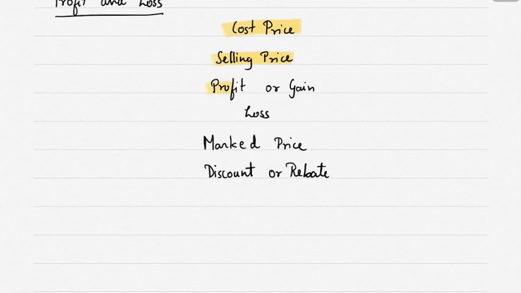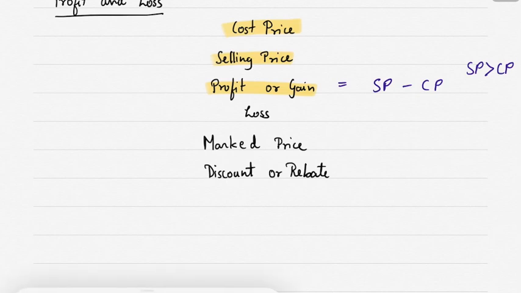What is profit or gains? If selling price is more than cost price, then you earn money, right? So that is a profit, correct? So I will say that profit is equal to selling price minus cost price, because selling price is greater than cost price. When selling price is greater than cost price, there will be profit or gains.